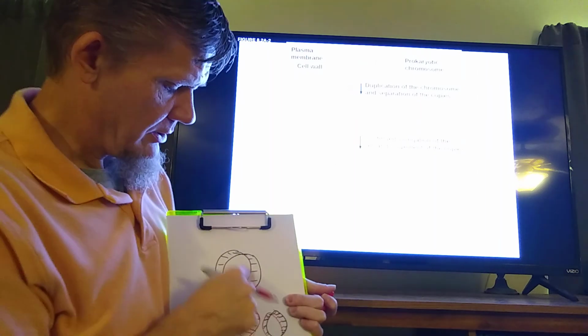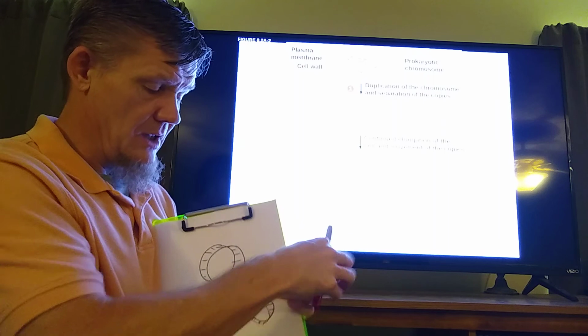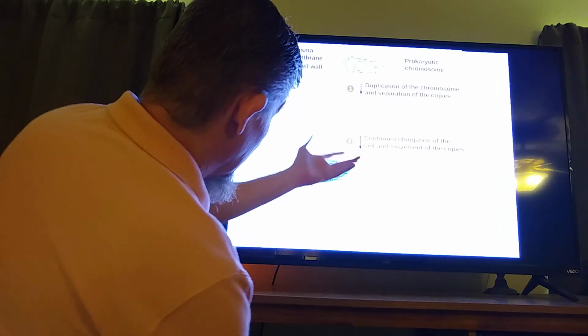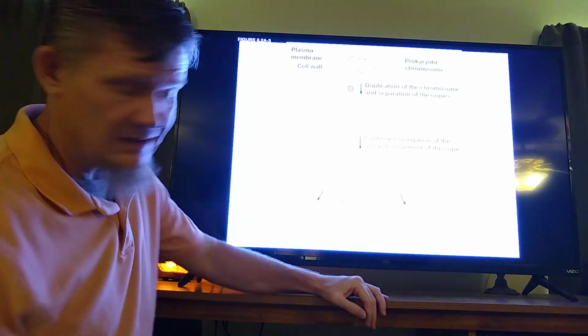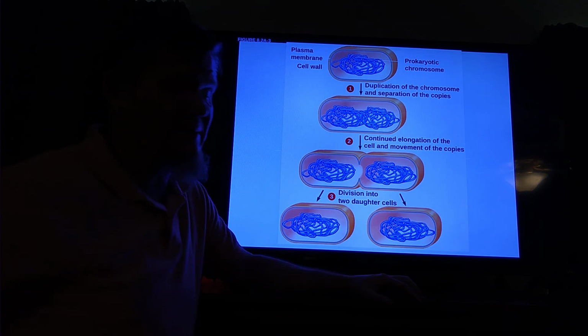So I can take my one chromosome, split it in half, and end up with two of the very same chromosome, each one being half old and half new in the new cells. This is the process called binary fission. One bacterial cell ends up splitting in two.